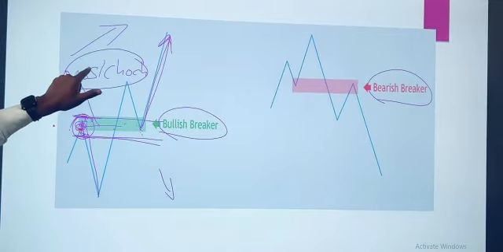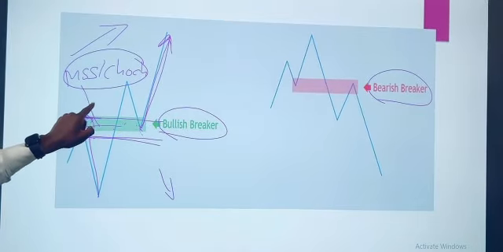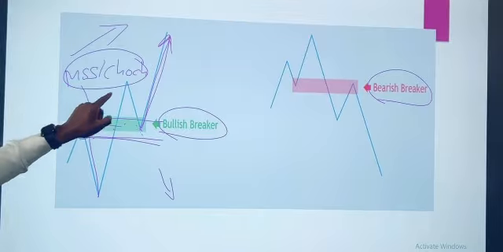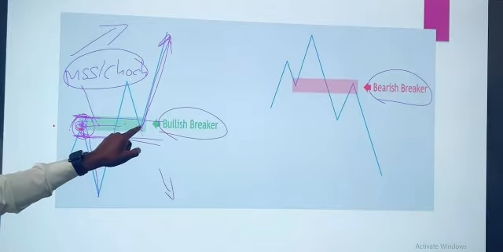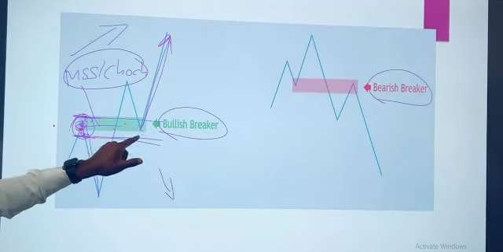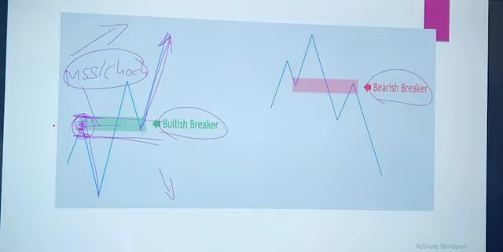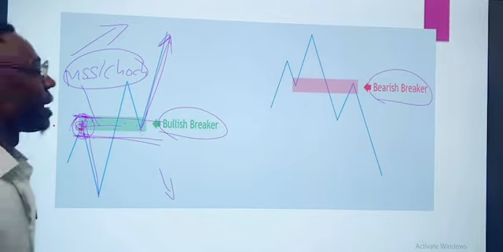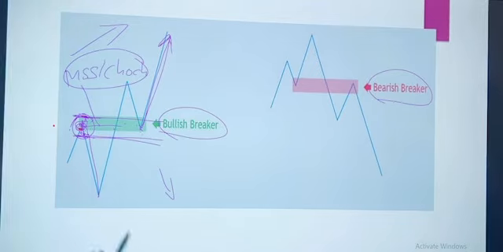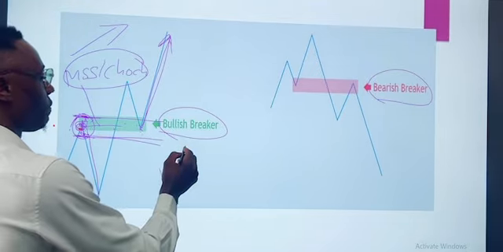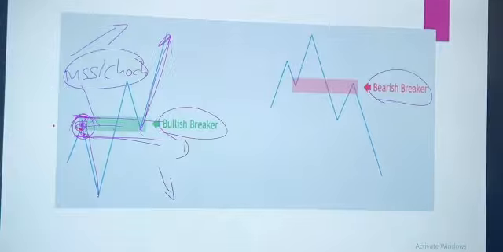Creating a market structure shift. Trust me, you have to see a market structure shift. After seeing the market structure shift, wait for the market to come back to the zone, then you execute from this level. So this is a bullish breaker block. Now, yesterday I told you we need to see some characteristics, some features on a breaker block.